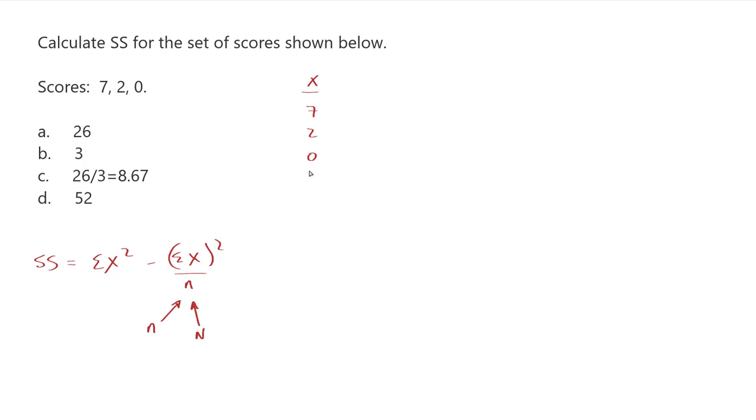Okay, so to do this formula, I need to know my sum of x. And so 7 plus 2 plus 0 makes 9. I also need to know the sum of x squared. So I need to square each one of these values. So 7 squared is 49. 2 squared is 4. 0 squared is 0. If I add these up, I'll get the sum of x squared. And so this becomes 53.